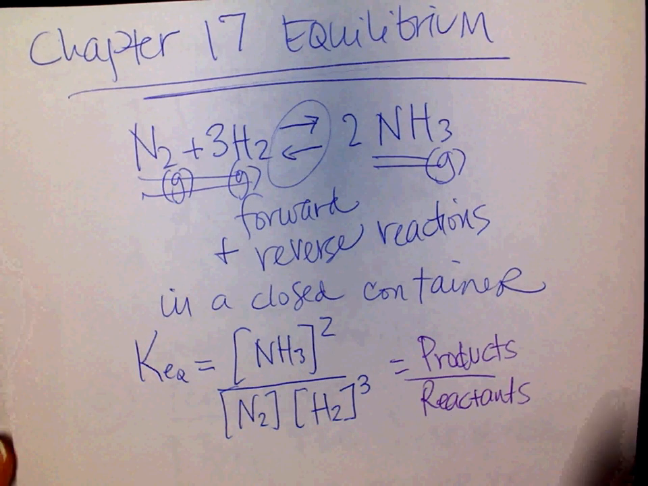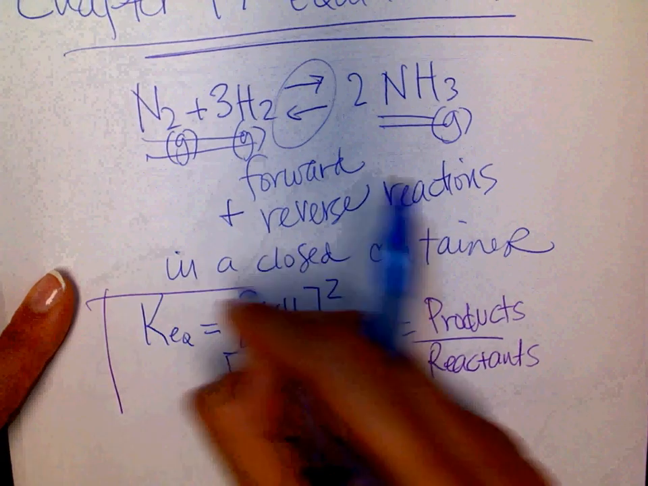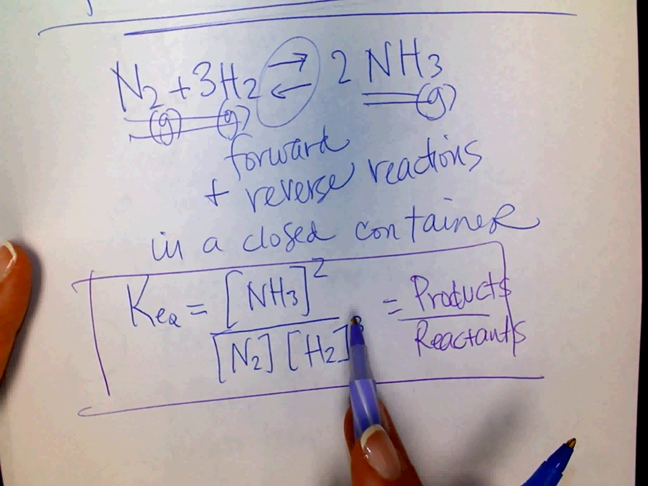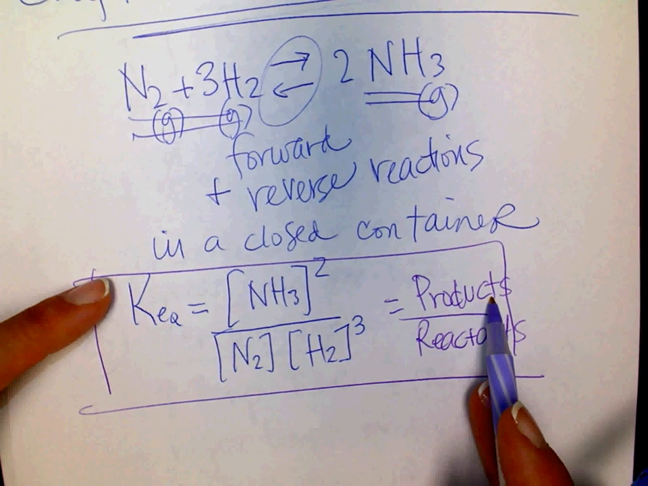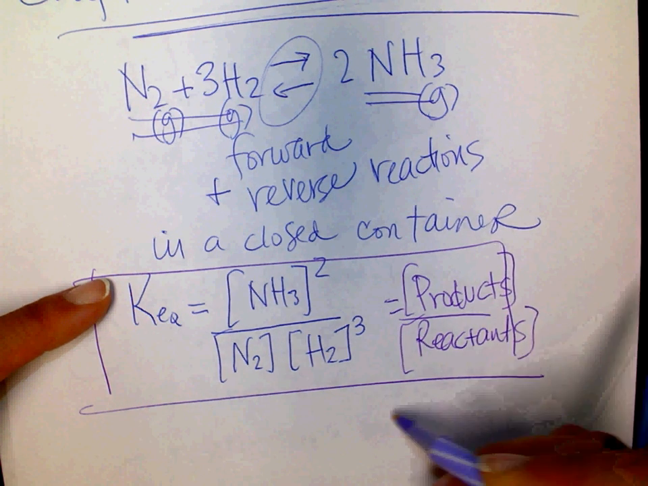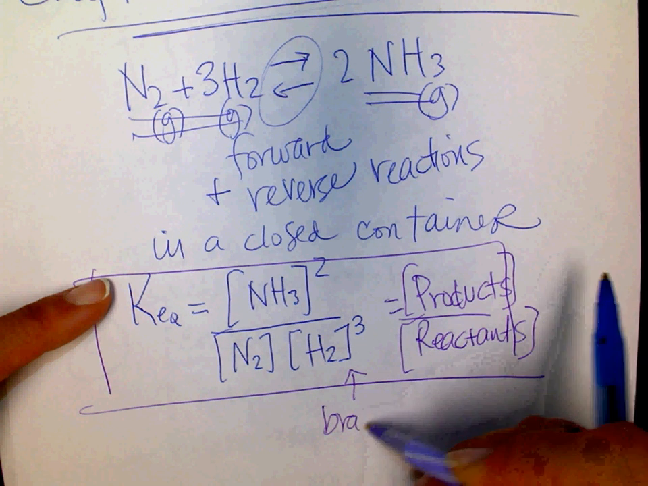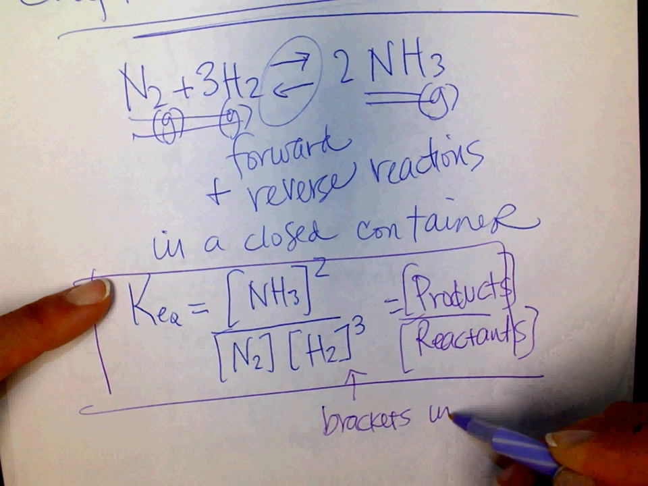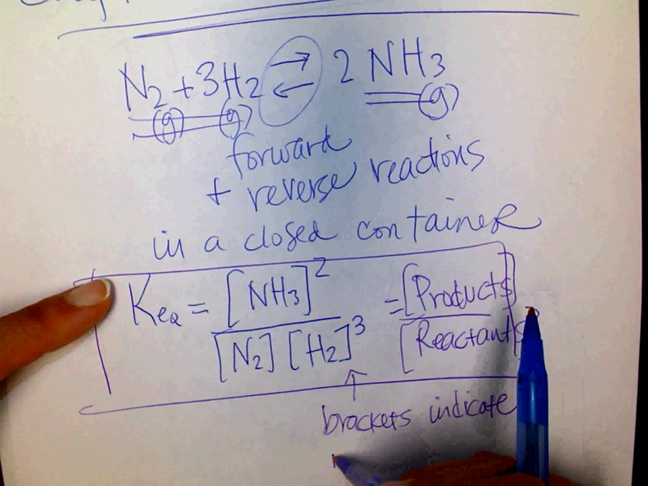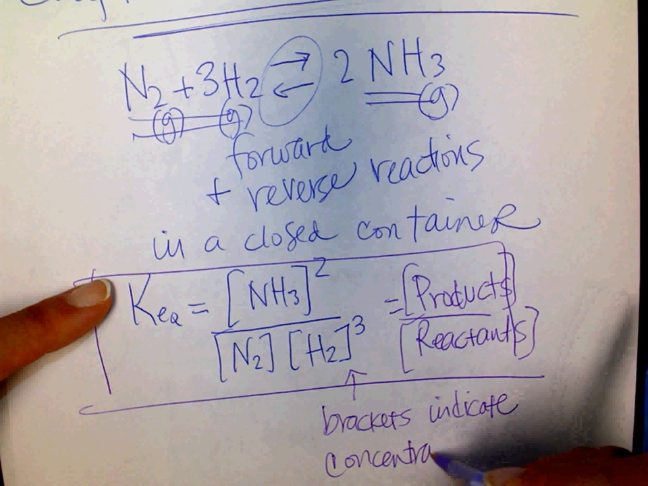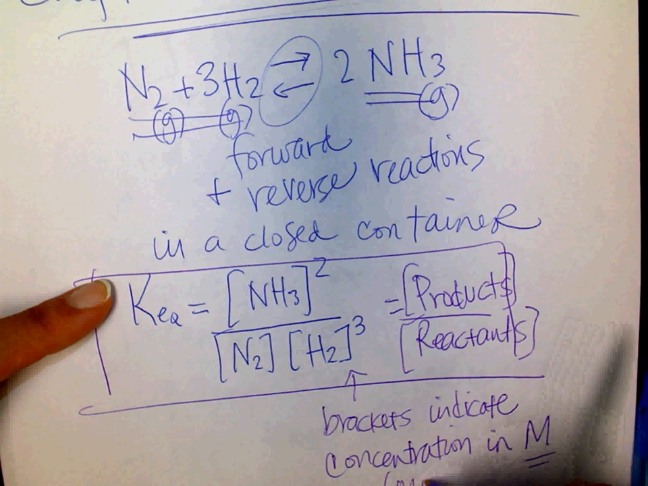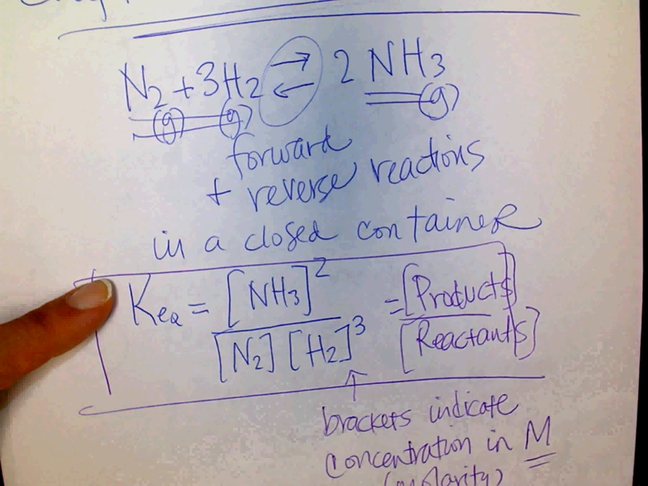Now, this equilibrium constant expression, I'm writing it specifically for this equation. The equilibrium expression has your products divided by your reactants. Do you know what those brackets mean? I don't think you do. The brackets indicate concentration in the units of molarity. April, remember molarity, right?